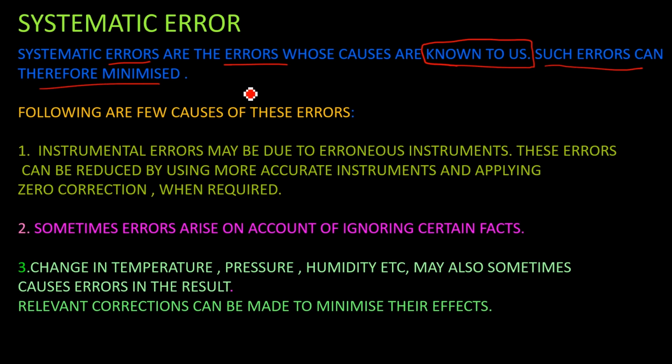Yes, if you know the cause, if you know your pain, how you got that pain, then automatically you can reduce that pain. Yes, I know you got less marks in the exam, right? So you know where you lost the marks, in which concept you lost the marks. You know how to rectify that mistake, then automatically you can rectify it, right? Yes. So that is the systematic error we can take. Following are a few causes of these errors. So we will see the causes first, then we'll go for the next one.